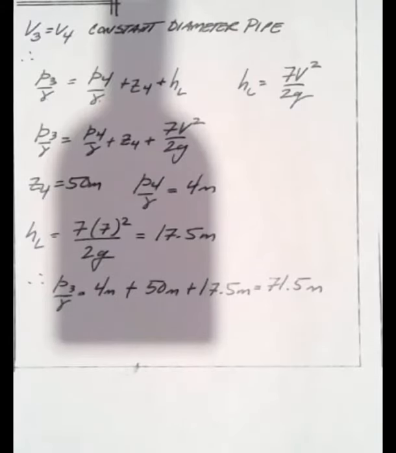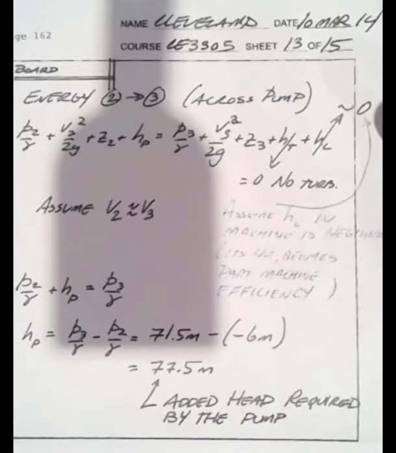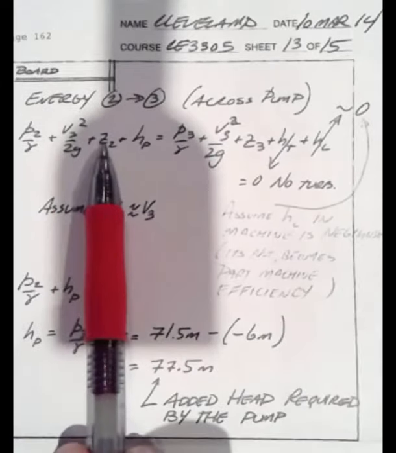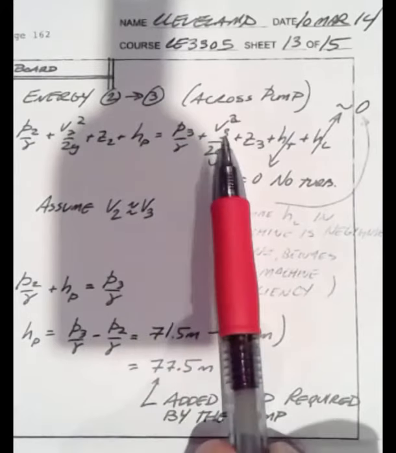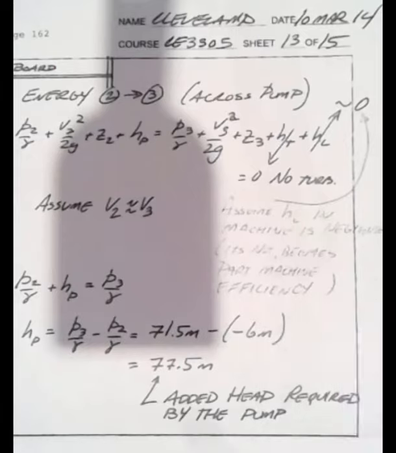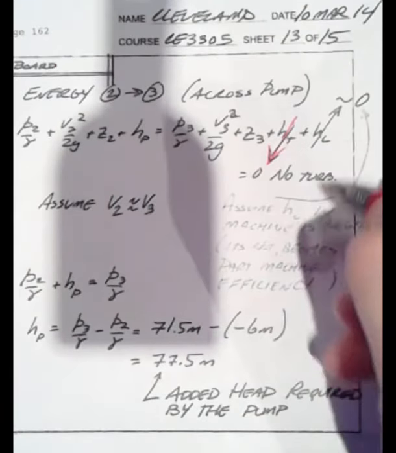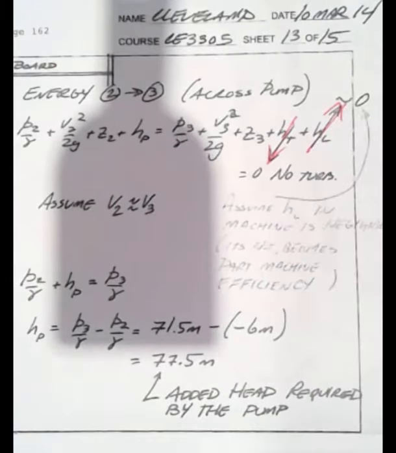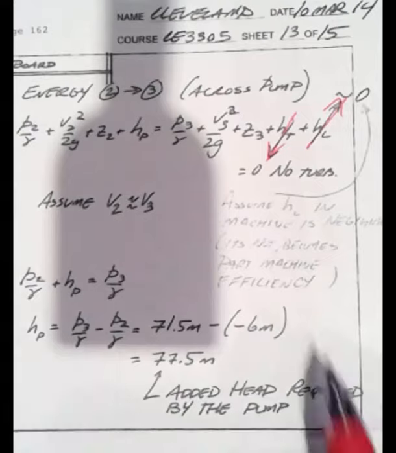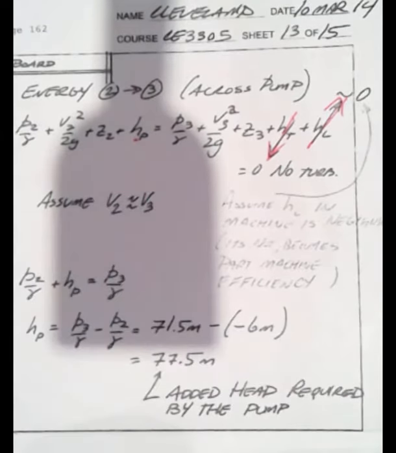With that, we can now figure out the energy the pump has to deliver. So we'll now write the energy equation across the pump. P2 over gamma plus V2 squared over 2g plus Z2 plus H sub P equals P3 over gamma plus V3 squared over 2g plus Z3 plus H total, H turbine, head loss. No turbine. Head loss in the pump, we'll assume it's negligible. It's part of the hydraulic machinery, so it's adding head, so whatever the head loss is compensated with the H sub P term.